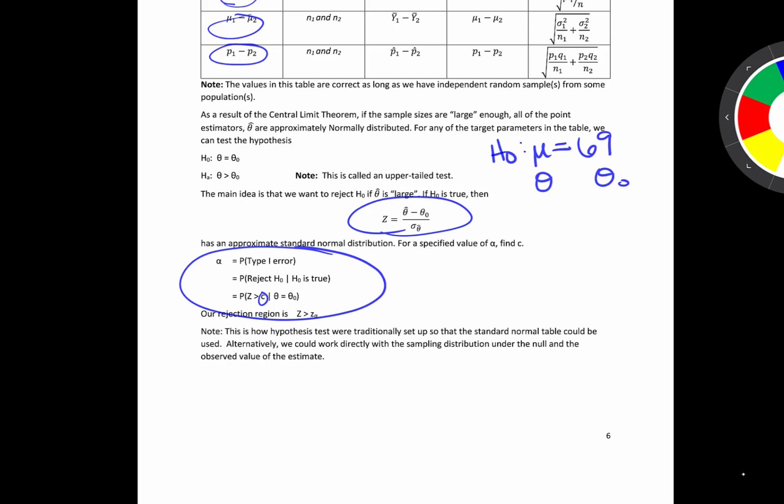Alternatively, you could work directly with the sampling distribution under the null and the observed value of the estimate. So the standardization here isn't actually necessary, because if we work directly with the sampling distribution of whatever our estimator is, we have software that can calculate all those distributions.